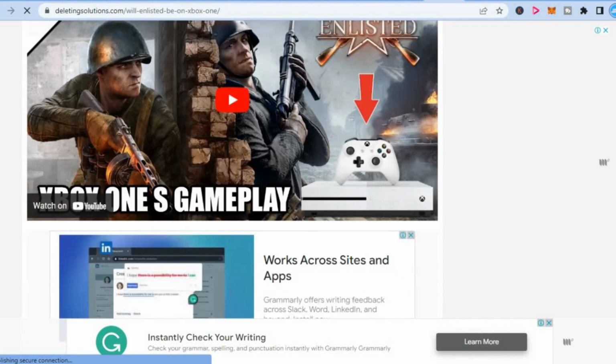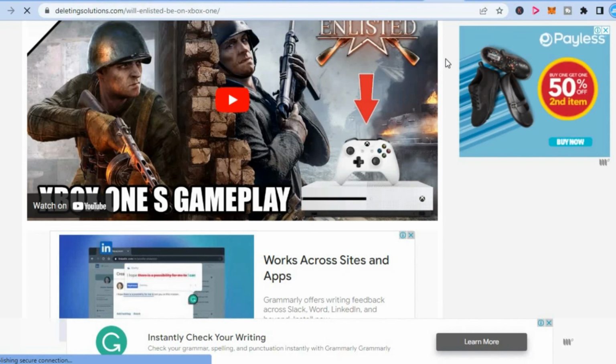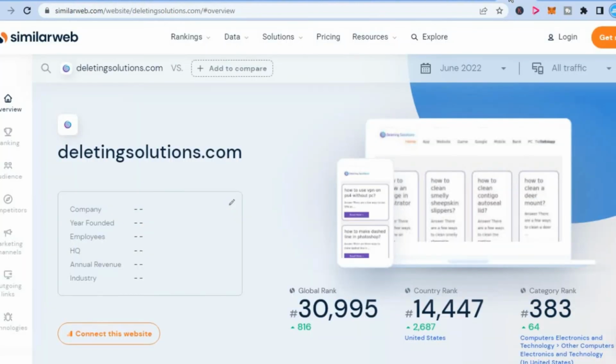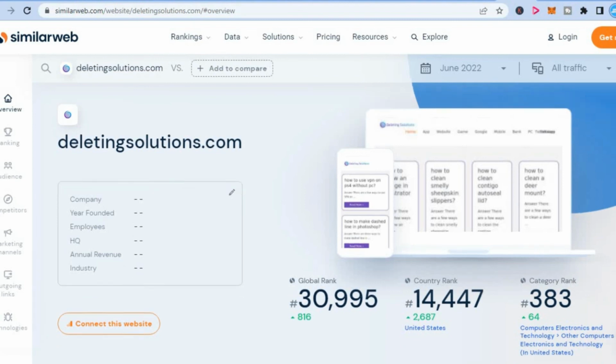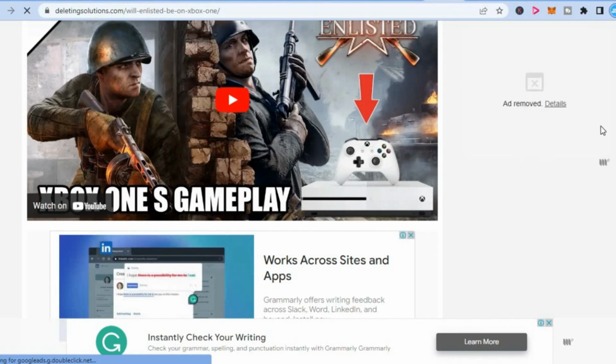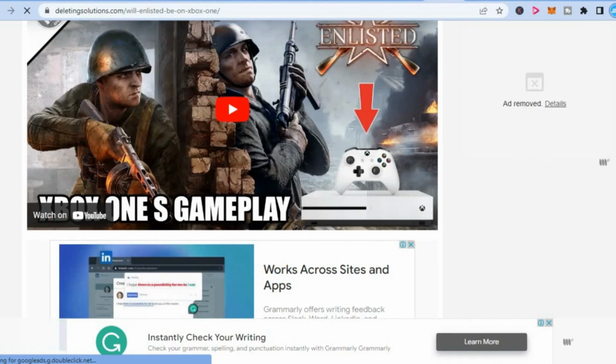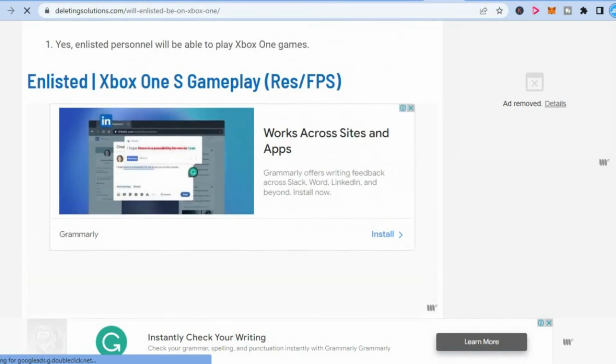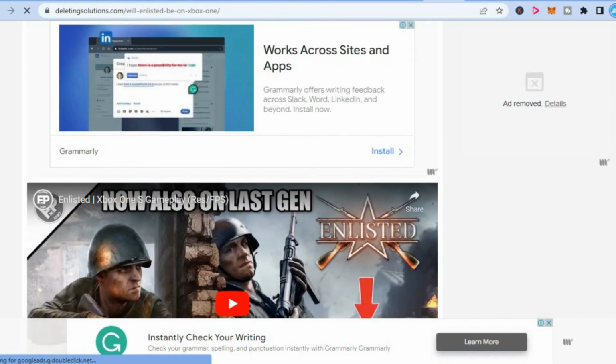And you may be wondering how much this website is making. Well, if I were to go onto SimilarWeb to look at some statistics on this website, you can see that they are getting over 2.8 million views per month. So that's a lot of views, and with a lot of advertisements, as you can see right here popping up, you can only imagine the amount of money that a website like this is making.